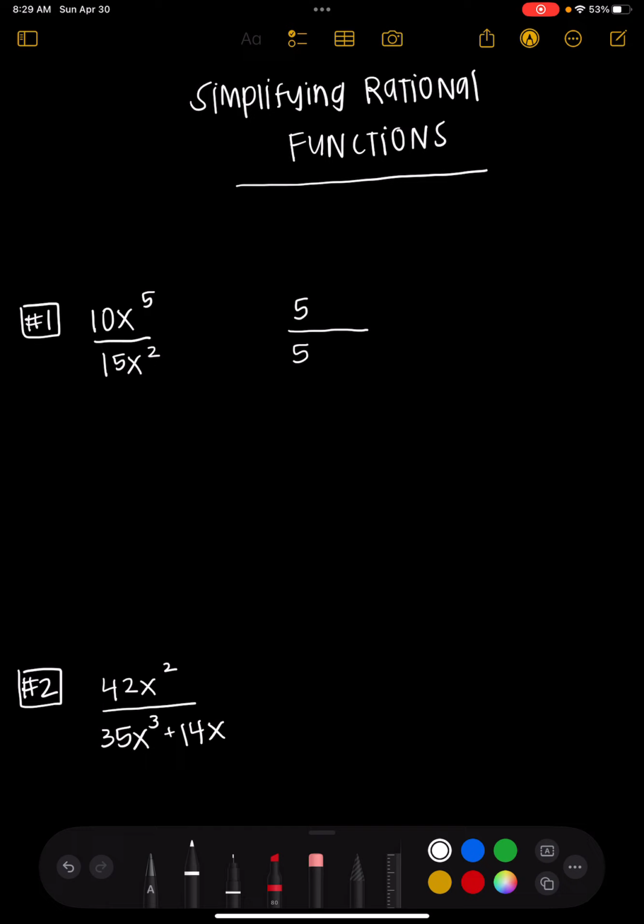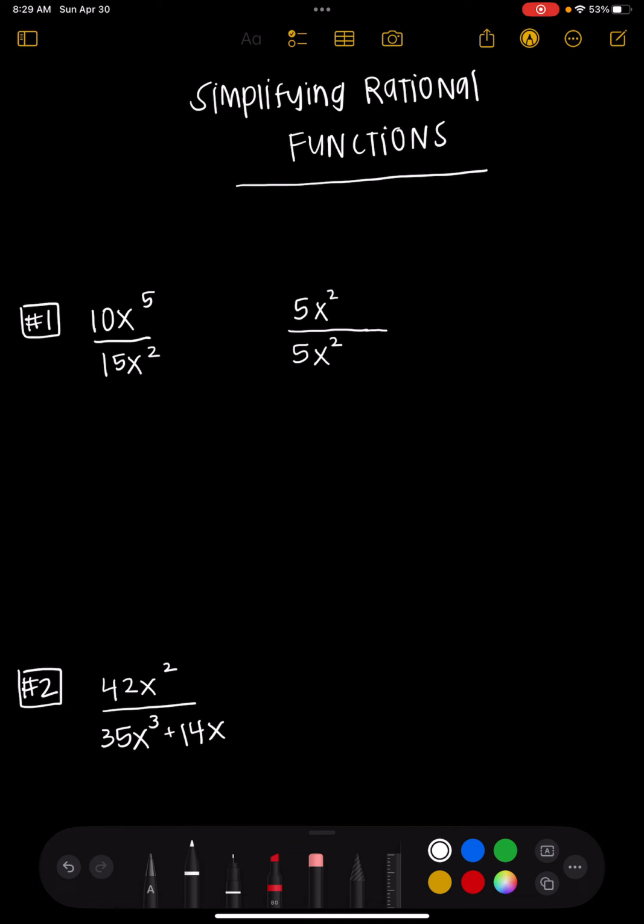Now let's talk about the x's. We have x to the fifth on top, which really means that there's 5 x's, and then x squared on the bottom, which means there's 2 x's. If I think about what they have in common, they have 2 x's in common, because the bottom has 2 x's, and the top, even though it has 5 x's, at least has 2 x's. So I'm going to write x squared on the top and the bottom. That's what they both have in common, a 5x squared.